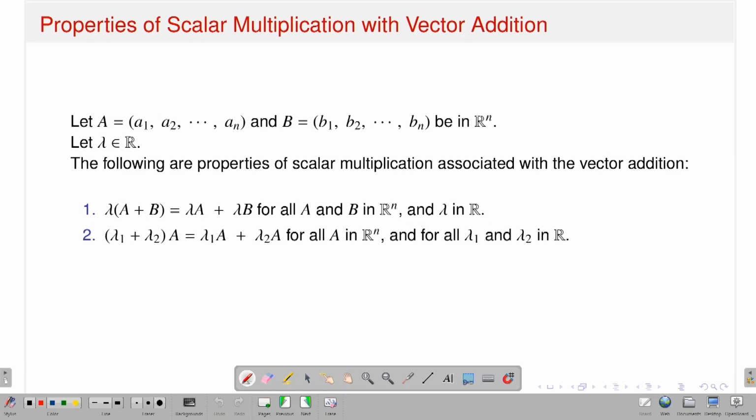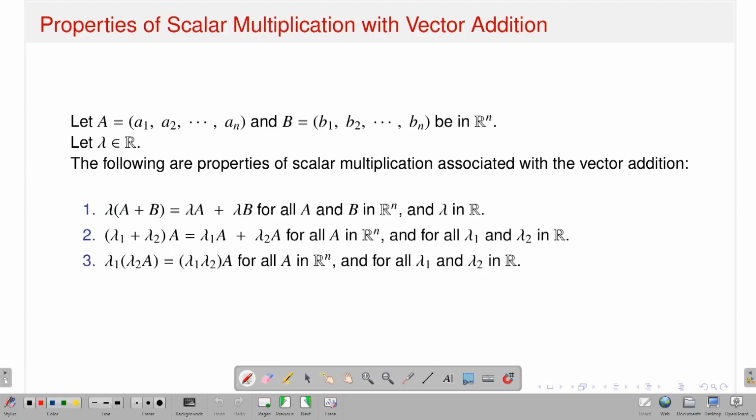The next property is that the scalars lambda 1 plus lambda 2, scalar multiplied with A, is equal to scalar multiplication lambda 1 with A plus scalar multiplication lambda 2 with A, for all vectors A in Rn and for all scalars lambda 1 and lambda 2.